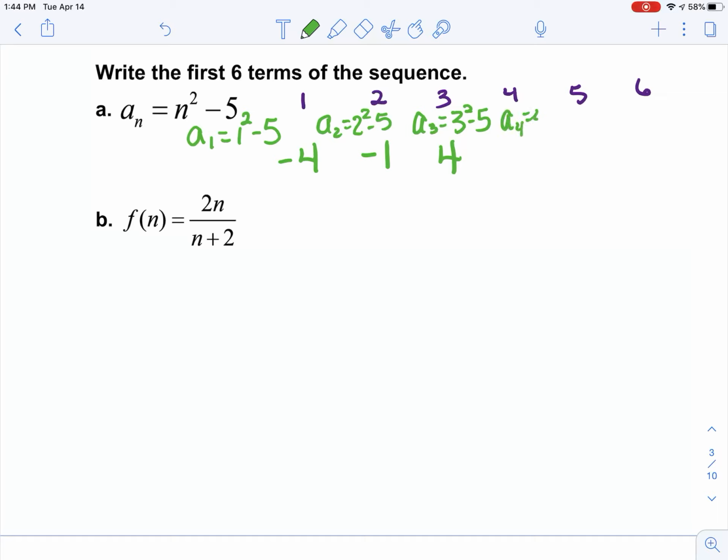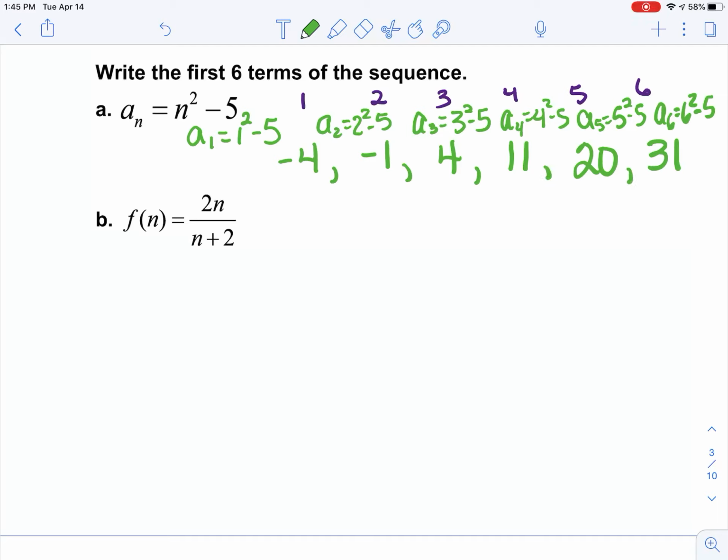For my fourth term, I'm going to have 4 squared minus 5. 4 squared is 16. 16 minus 5 is 11. My fifth term is 5 squared minus 5. 5 squared is 25, minus 5 is 20. And my sixth term is going to be 6 squared minus 5. 6 squared is 36. 36 minus 5 is 31.